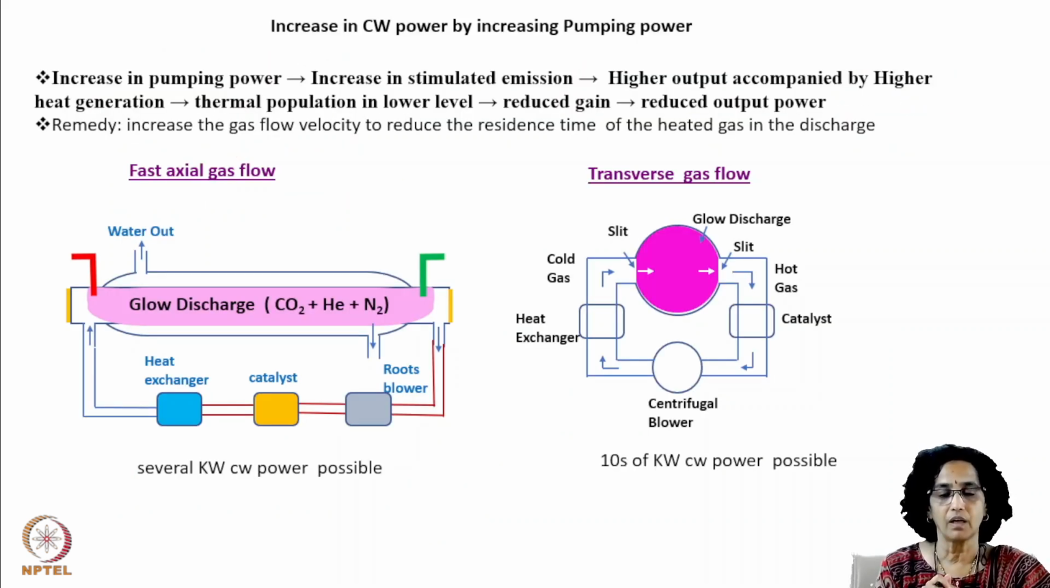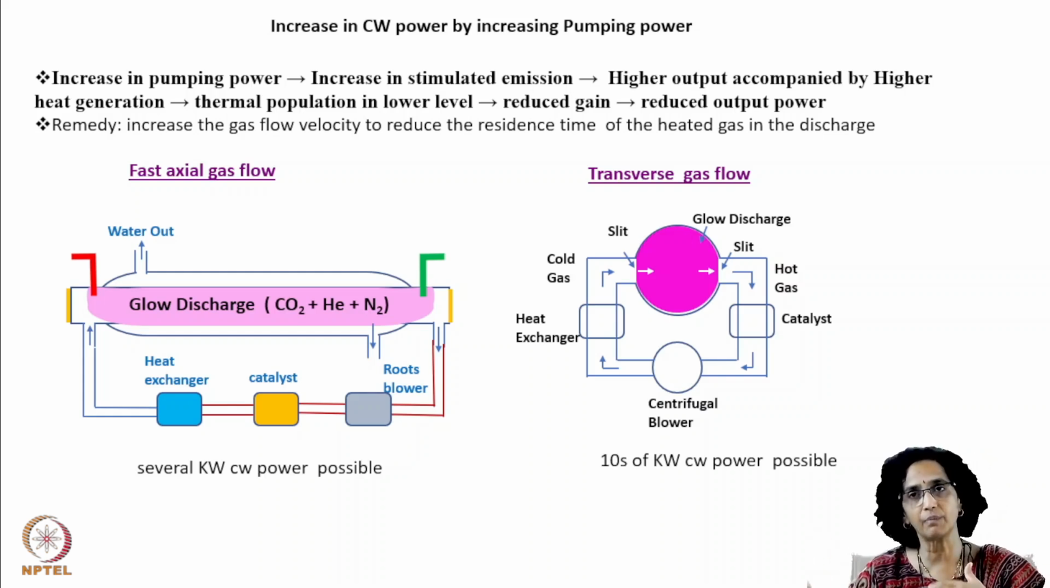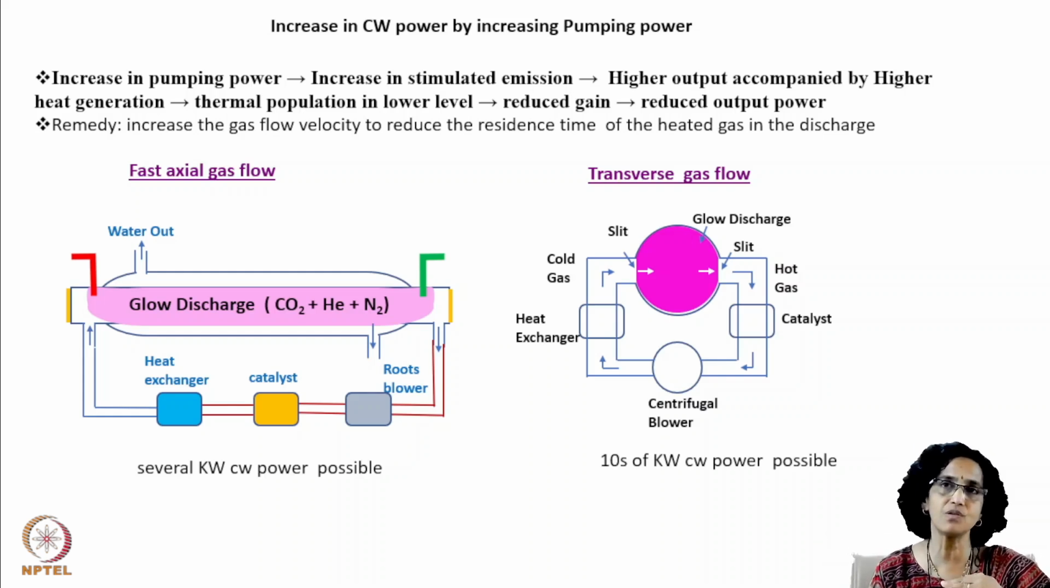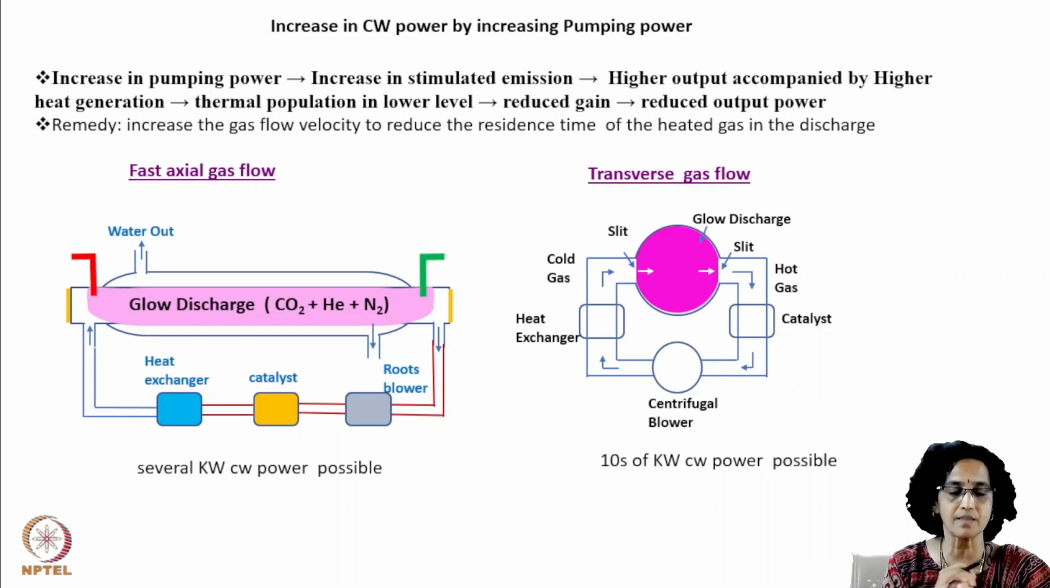Now, we always want higher and higher output power from a laser system. Why? Because there are many applications which require higher power. Something which you can do at lower power, but there are certain applications which require higher power, and therefore we would want to increase the power. So how can you increase the output power, CW power, from a laser?